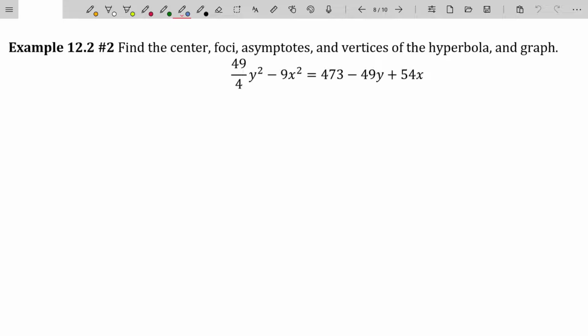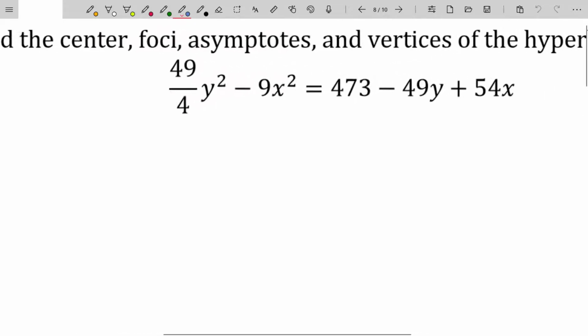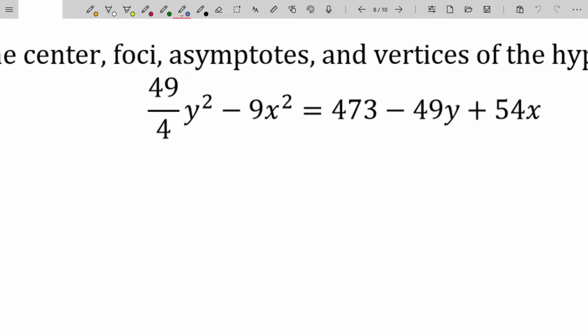We have all this stuff all over the place. There's a lot of completing the square that you need to do to figure out all the values in this hyperbola. So let's start by getting rid of fractions. That's kind of my first advice to anybody. Just multiply everything by the LCD within the entire equation, which is 4.